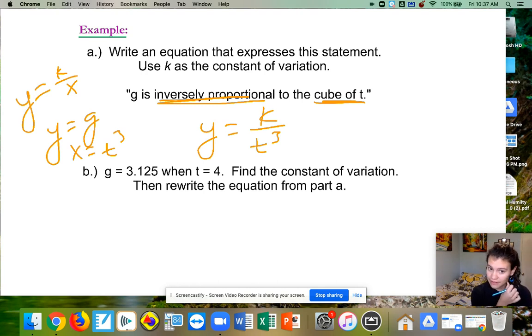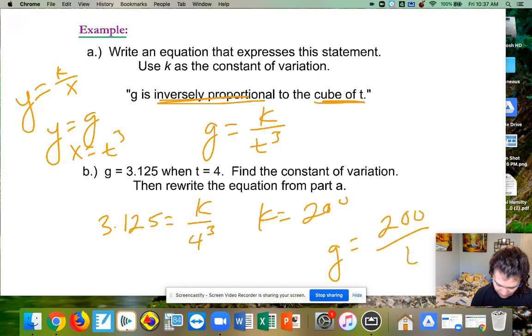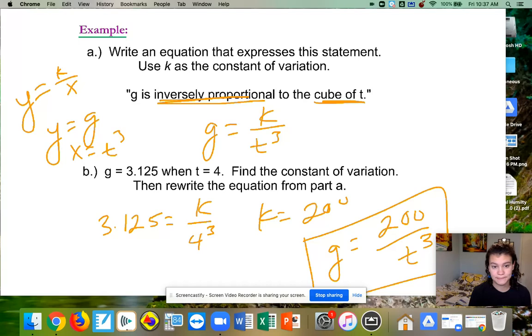So in the next one, we have g equals 3.125 and t equals 4. We want to figure out what k is and then rewrite it. Oops, sorry, this should be g and not y. So you have 3.125 equals k over 4 cubed. You can solve this. You end up getting k equals 200. So if you rewrite it, you have g equals 200 over t cubed. And that's your answer.